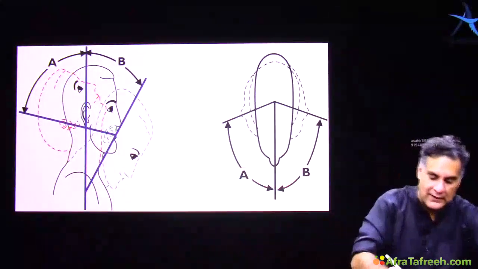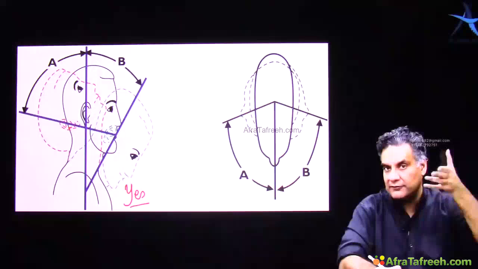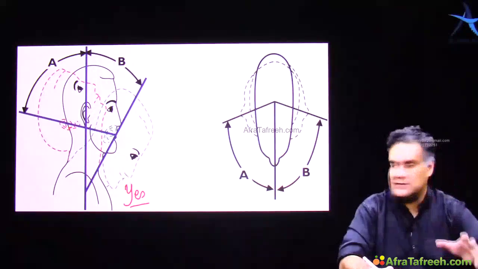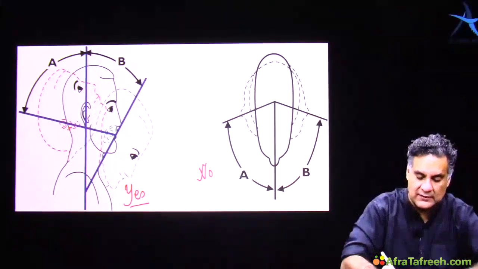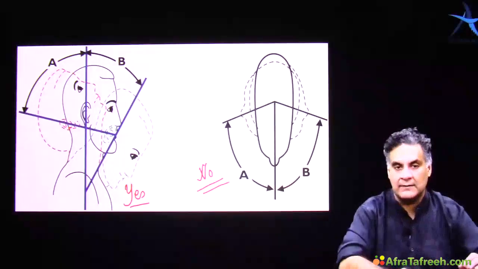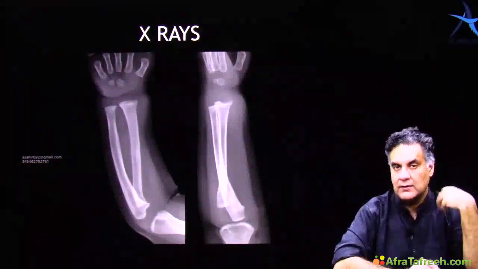The first movement that we do in our life is yes. So the atlanto-occipital joint, the first joint in the human body, will say yes. The second movement is the atlanto-axial joint, which is saying no. So this is a rotational movement. Remember that.